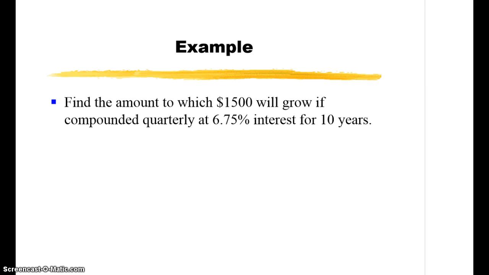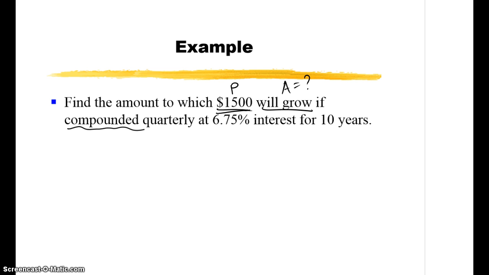Okay, let's take a look at an example. Find the amount to which 1500 will grow if compounded quarterly at 6.75% interest for 10 years. So as we're reading this, let's make sense of what each statement means variable-wise. Find the amount to which something will grow means we're looking for A. That's the future value. That's something that will grow. The 1500 is our principal. That's what we start out with.